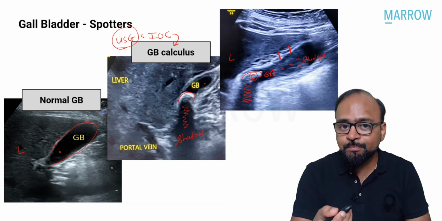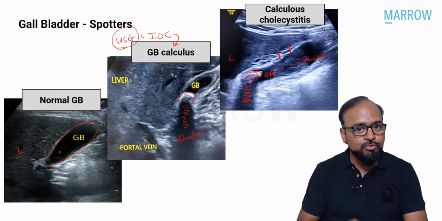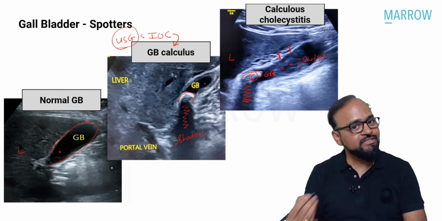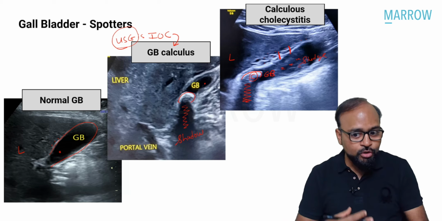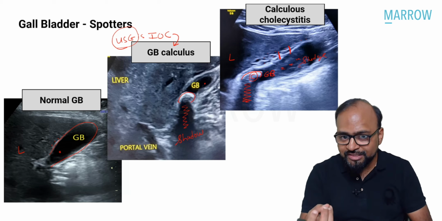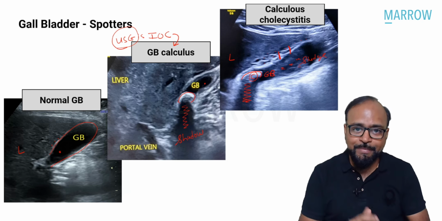Patient is presenting with pain and Murphy's sign positive. What is your diagnosis? The diagnosis is acute calculus cholecystitis. So can you see the spectrum of findings related to the gallbladder? A normal gallbladder versus a cholelithiasis or GB calculus versus cholecystitis due to an impacted calculus, right?